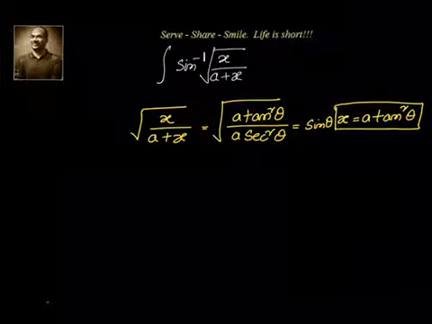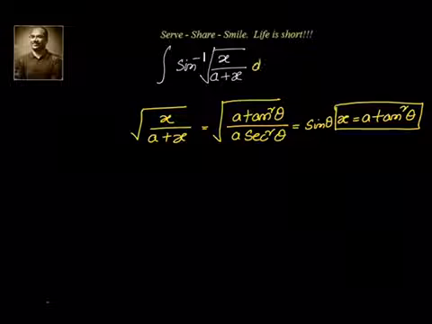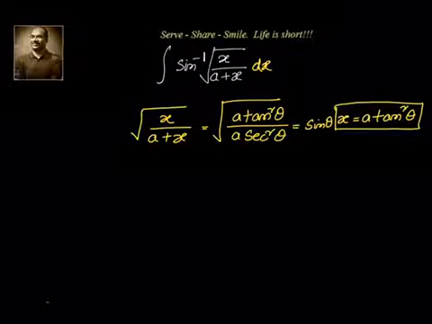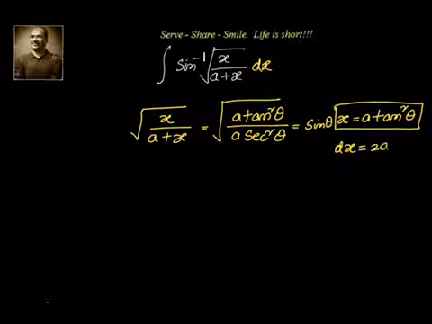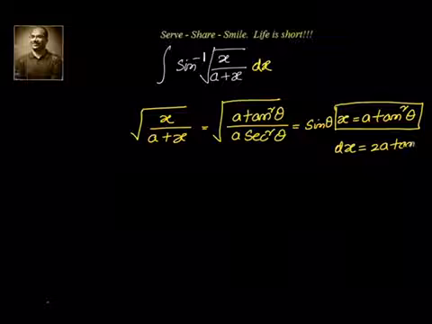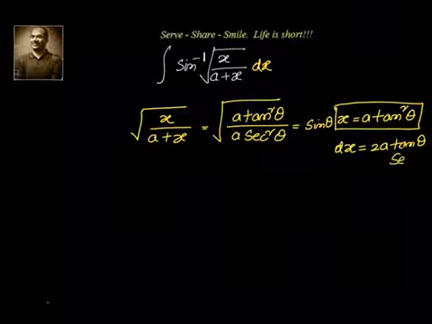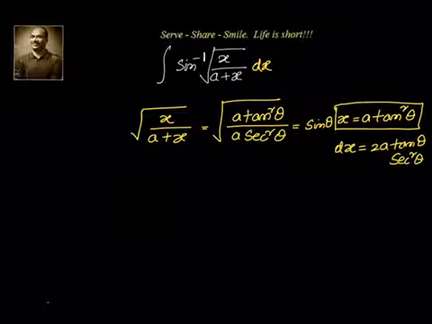What we know if x equals a tan square theta? By the way, we have here dx. We know dx equals 2a tan theta into secant square theta d theta. So we can go ahead and substitute that.